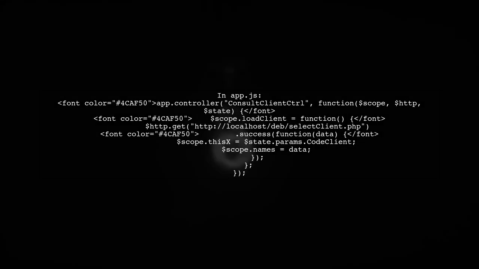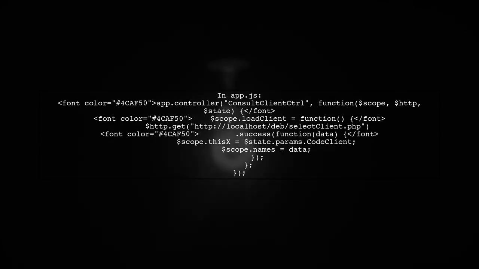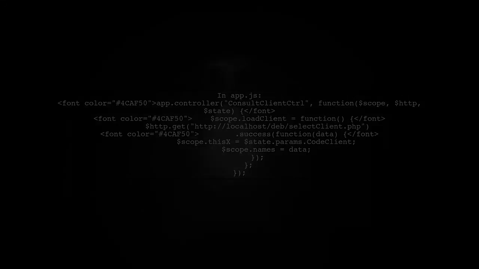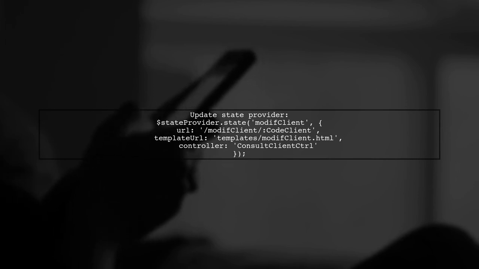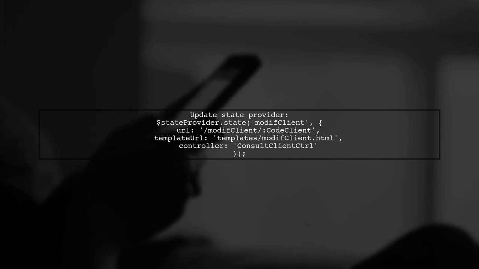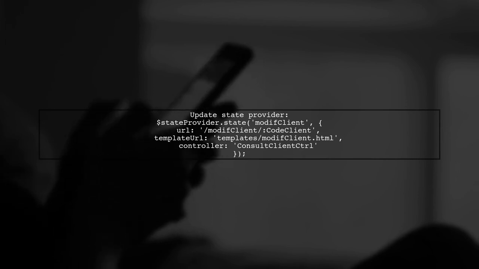Next, in your app.js file, use the state service in your controller to load client data. This allows you to access the code client parameter. Finally, update the state provider to define the new state with the URL and controller for modifclient.